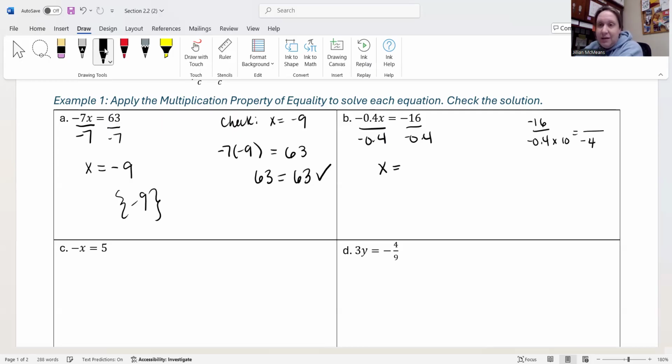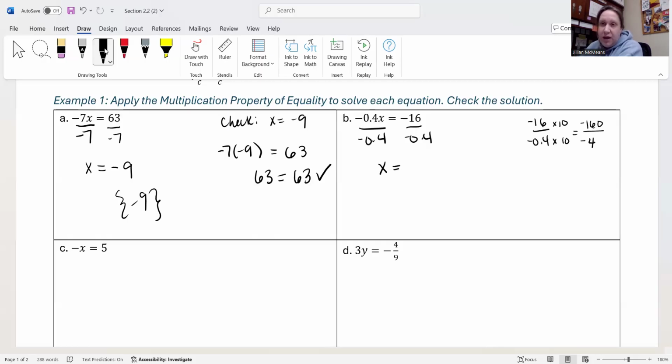Okay, I need the divisor to be a whole number or an integer. But if I multiply the denominator by 10, I have to multiply the numerator by 10 as well. Otherwise, it's no longer the same. They're no longer equal, right? So I'm going to multiply the top by 10 as well, which makes that -160. Well, this is going to be a lot easier to divide.